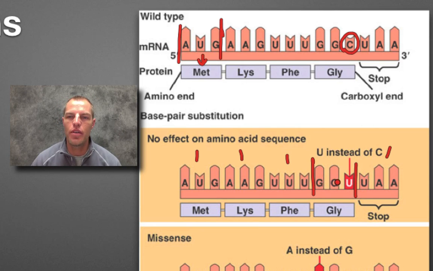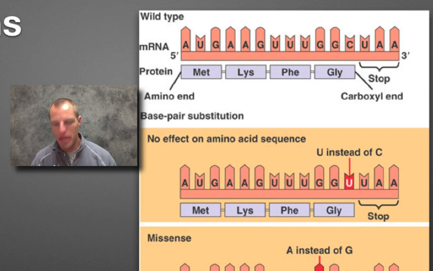But you'll notice, what amino acid did it code for? GGU coded for GLY, which is the same thing that GGC coded for. And because this mutation did not affect our amino acid sequence, we actually call it a silent mutation. So it's silent. It was a mutation, but it didn't get expressed in a different way. It actually expressed the same exact protein as the original GGC did.